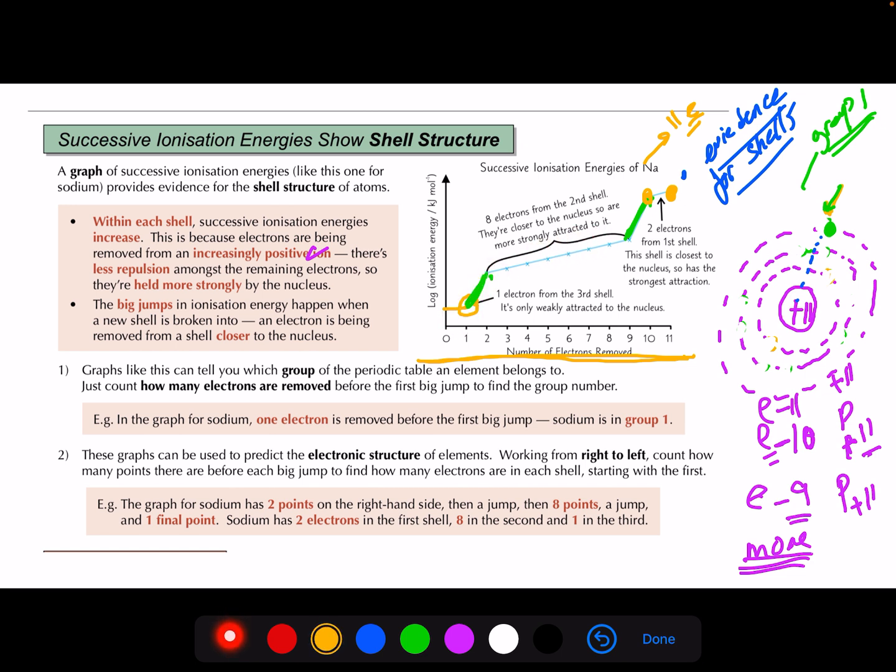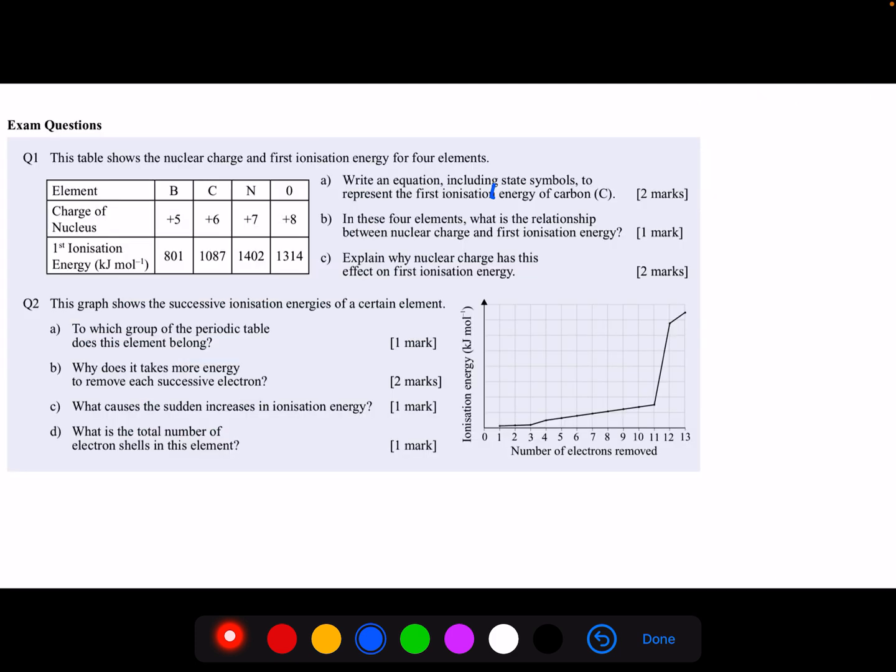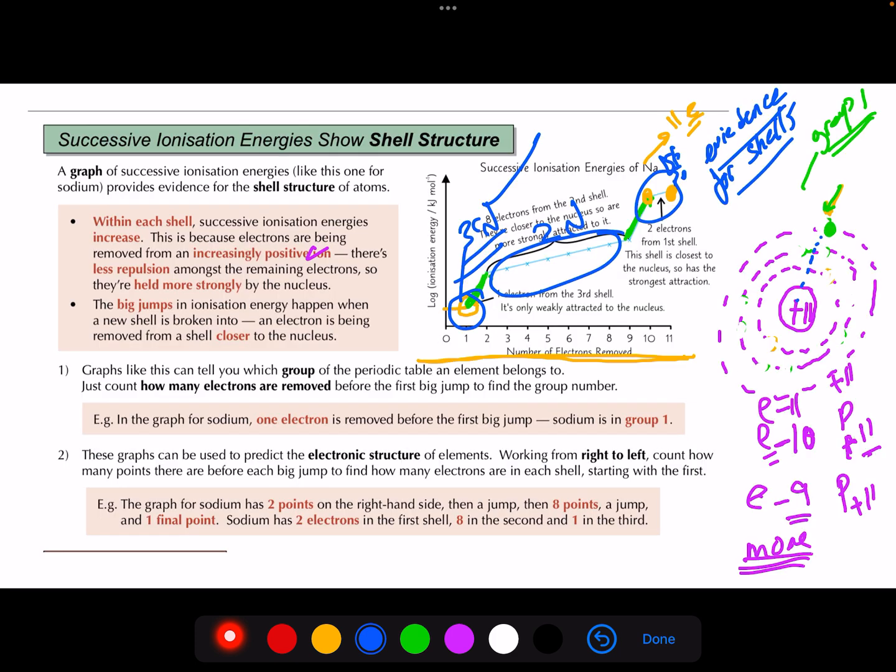So these are the electrons in the first shell. These are the electrons in the second shell. Well, that's the single electron in the third shell. That means this is sodium. It's present in group 3.